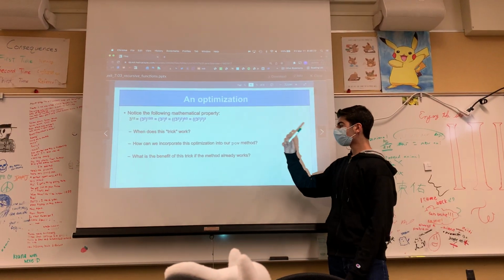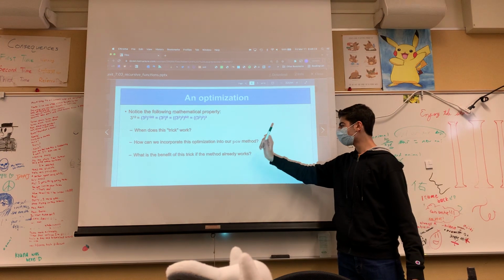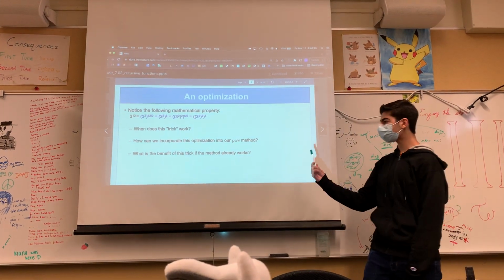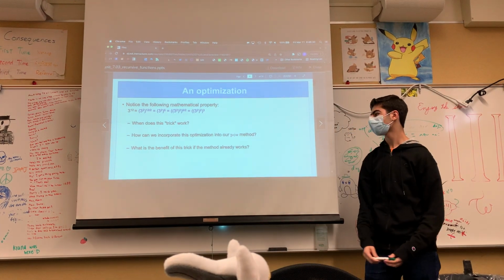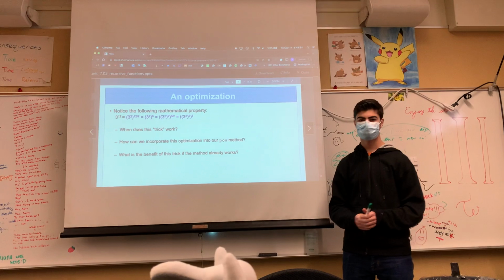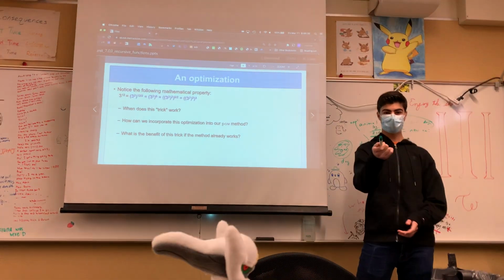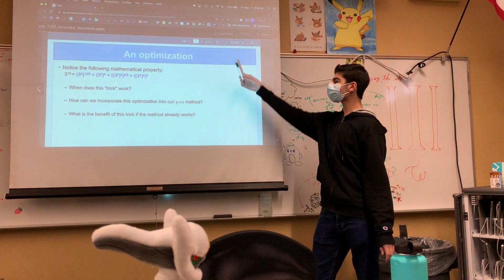But yeah, guys, this part's really important. This is tying everything together. So listen up. The PAL method can be called with recursion by calling it again with a new exponent each time. So what is the benefit of this trick if the method already works? Optimization. It makes it faster. Yes, this ties into optimization.